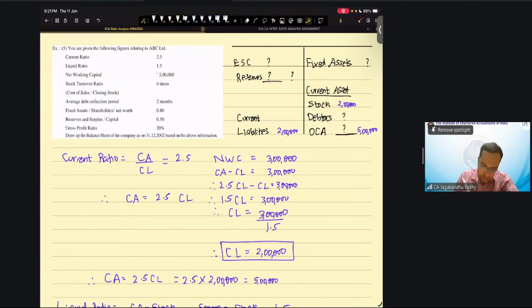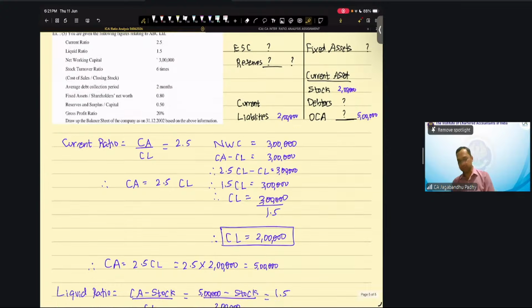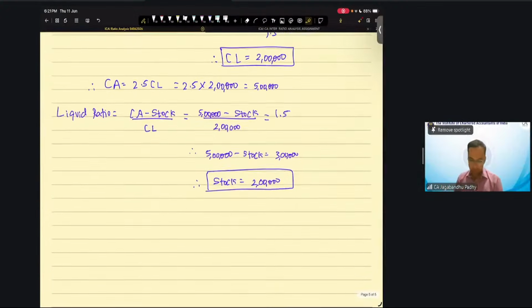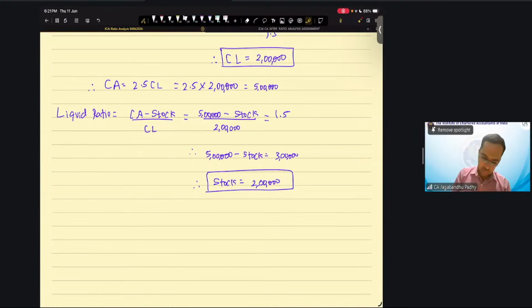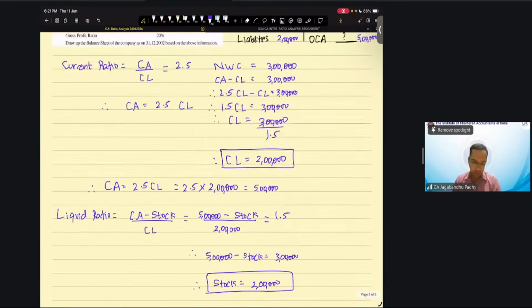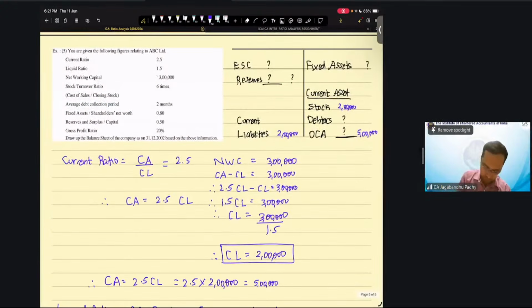Now the next part is to calculate cost of sales, because cost of sales will give me sales, from which I'll be using the debtors collection period of 2 months and carry out the same classification further. So now for this, since we have the liquid ratio and stock computed, we have this number called the stock turnover ratio.